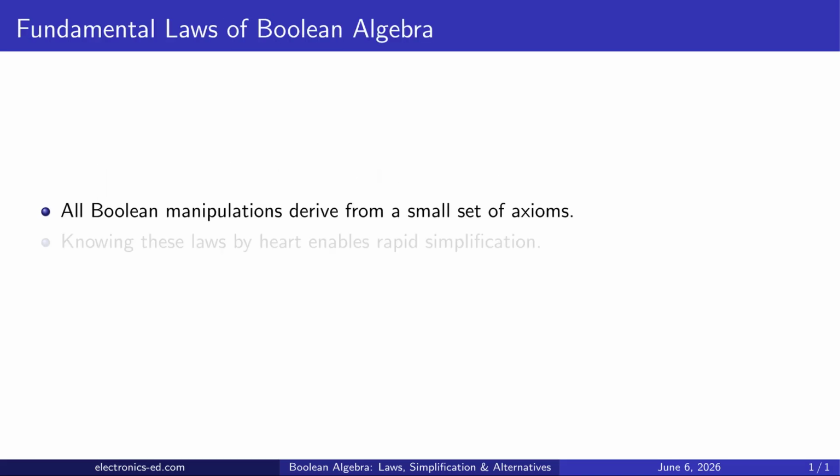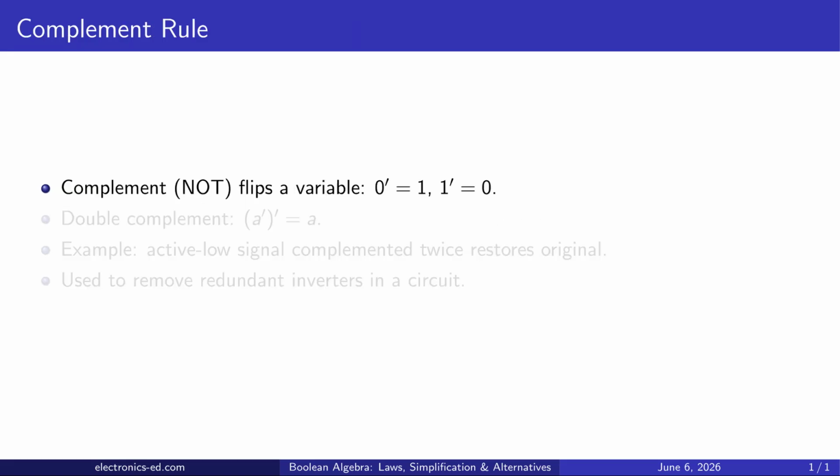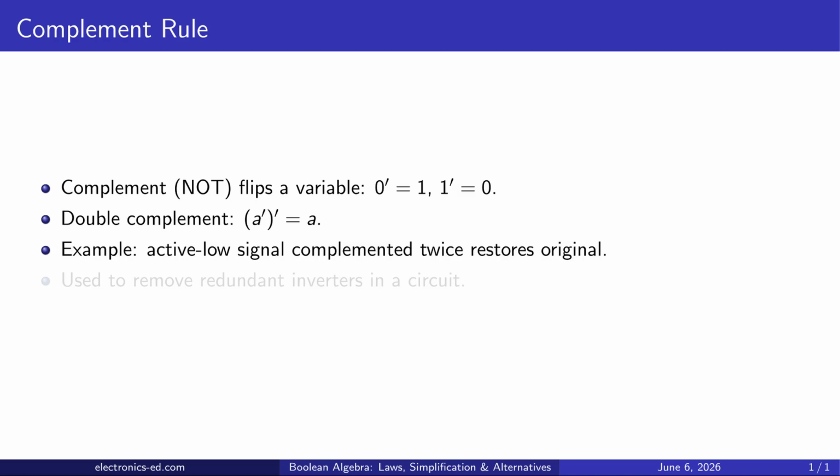Every Boolean manipulation comes from just a small set of fundamental axioms. If you memorize these laws, you'll be able to simplify expressions very quickly. The complement or NOT operation simply flips a variable. 0 prime gives 1 and 1 prime gives 0. Double complement means that complementing a variable twice brings you back to the original value. For instance, an active low signal that gets complemented twice returns to its original state. We use this rule to remove redundant inverters from a circuit.